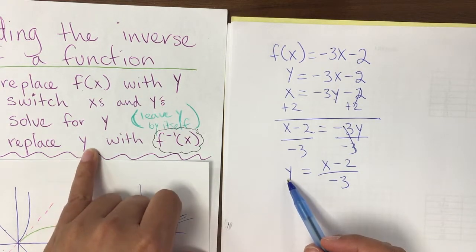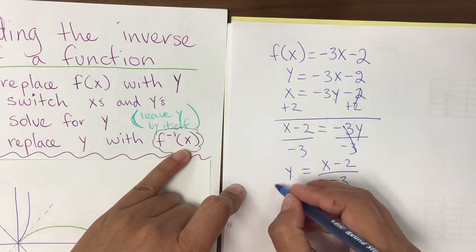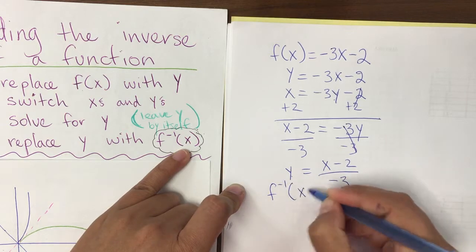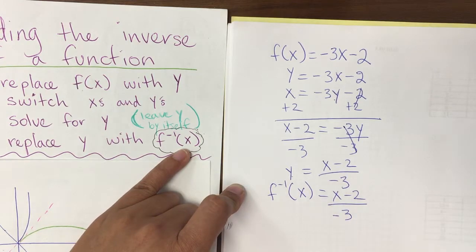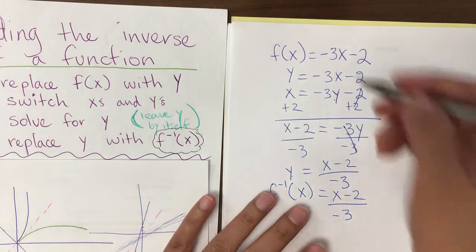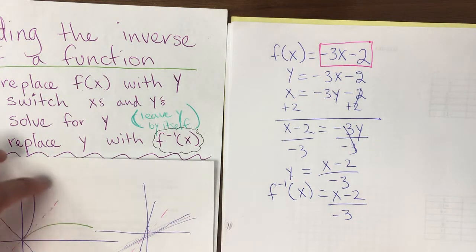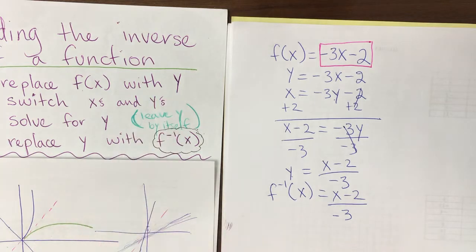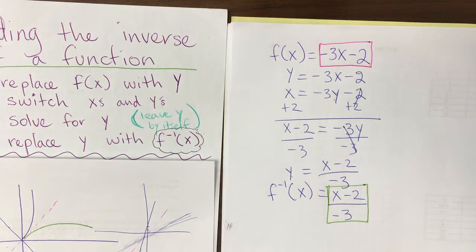And finally, I replace my y with f of negative 1 of x, meaning the inverse function of x is equal to x minus 2 over negative 3. Okay, so again, this is my original function. If we think about it, my original function, which in reality is a line, actually it's a line like this, and this is my inverse function, the mirror image of that.